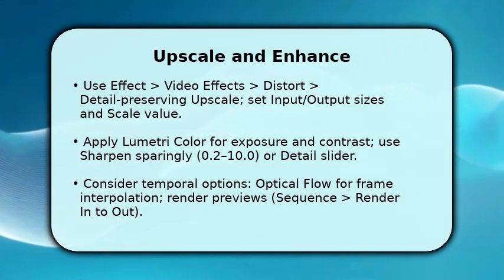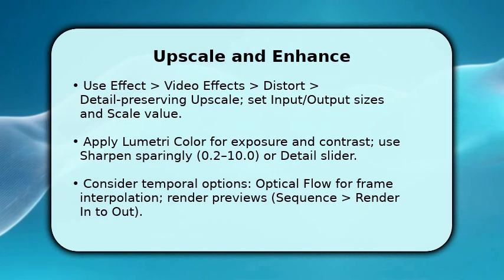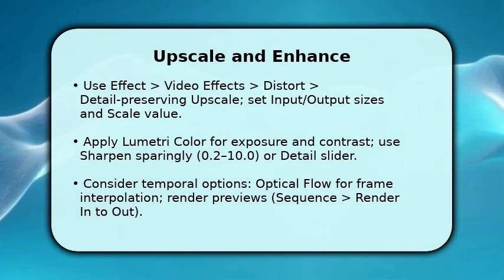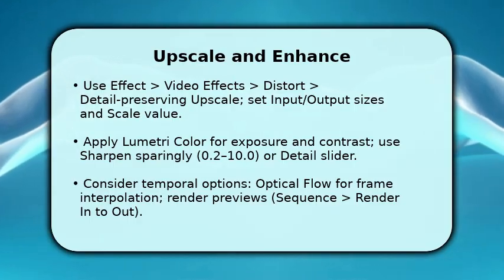Once that's done, use Lumetri color to correct exposure and boost midtone contrast. This helps perceive detail. Apply a light sharpen. Too much sharpening creates halos. For frame rate conversion or smoother motion, enable optical flow in time interpolation and render previews to check quality.